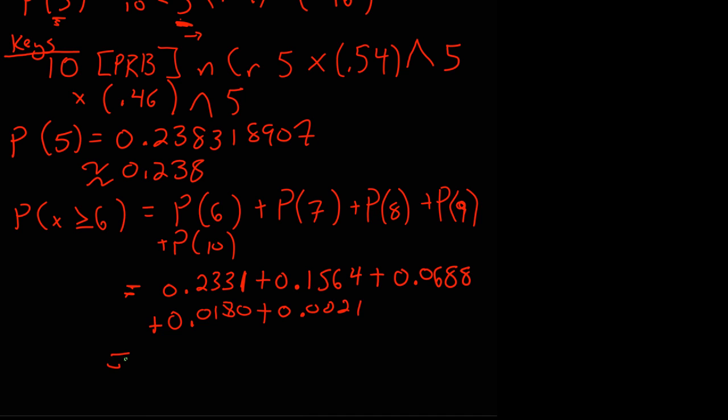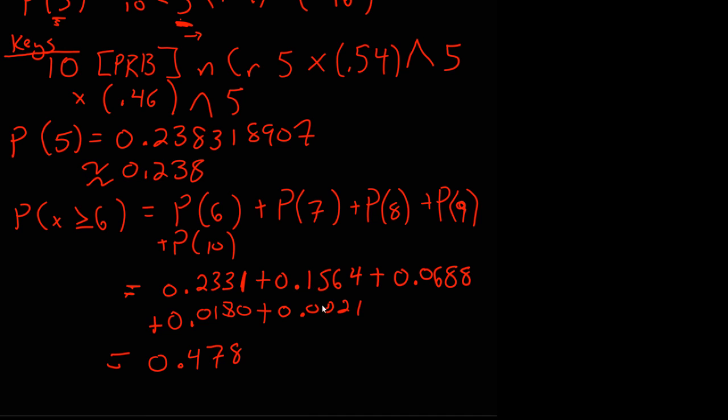And if I add all of these probabilities together, 0.2331 plus 0.1564 plus 0.0688 plus 0.0180 plus 0.0021, I get 0.4784, rounding to 3 decimal places, 0.478.